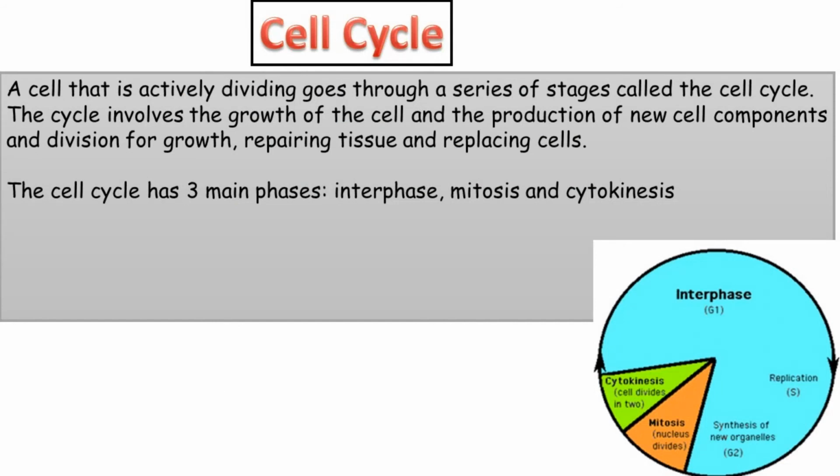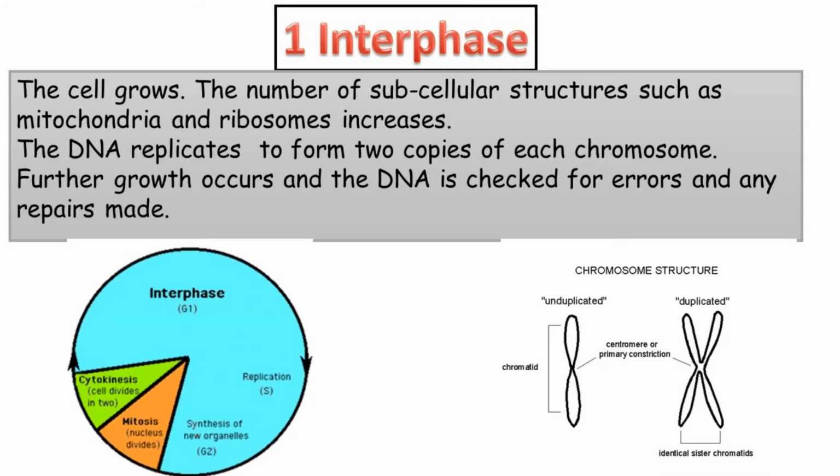So let's have a closer look at the cell cycle. The cell cycle has 3 main phases. The first phase is called interphase. The second phase is called mitosis, and the third phase is called cytokinesis. So let's have a closer look at each of the stages of the cell cycle.